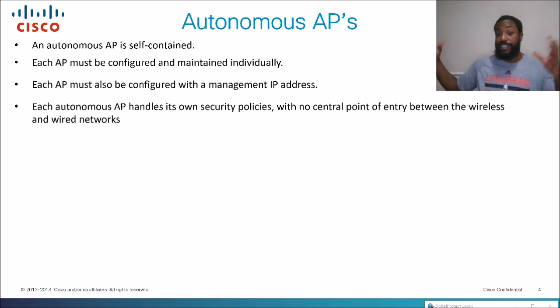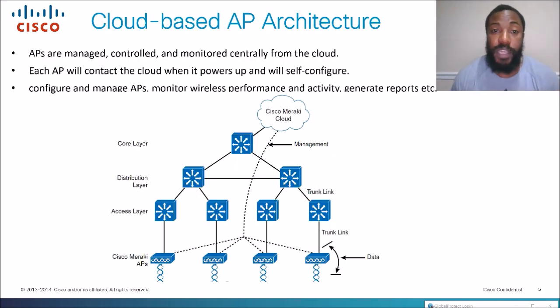Because everything is done by the car itself. It doesn't need you to drive it. That's why it's called autonomous. The word autonomous means pretty much self-controlled or self-contained. A cloud-based AP architecture is where APs are centrally managed, controlled, and monitored from the cloud.